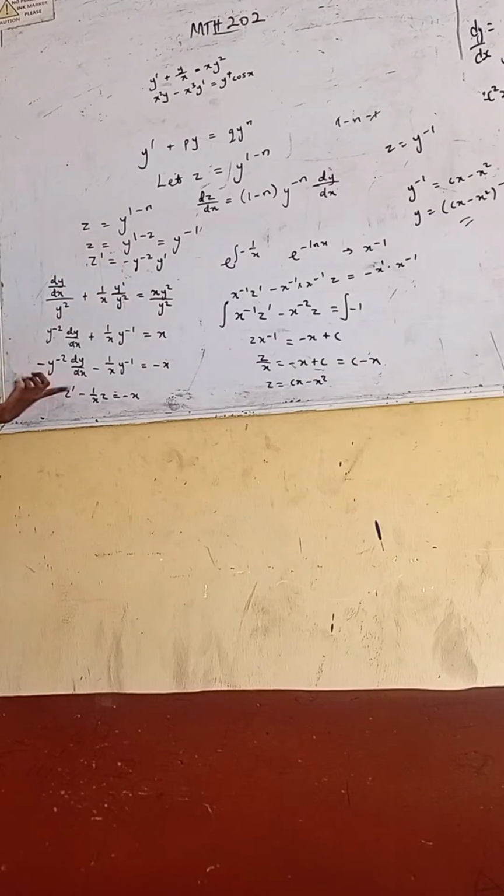Once you multiply it by minus, you are going to see your z prime, you are going to see your z. So you just transform everything. Everything will be transformed into this kind of equation that we can solve with integrating factor. And that's all. You don't understand this?